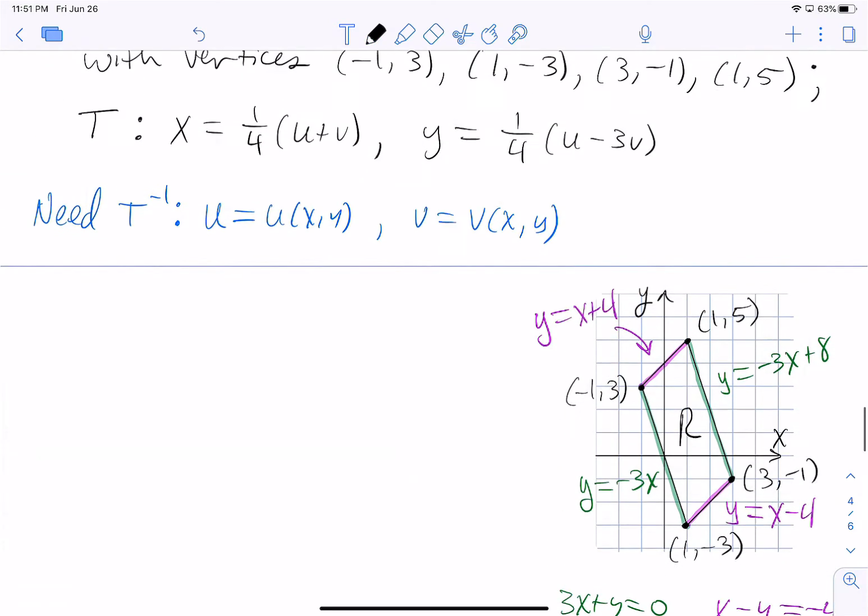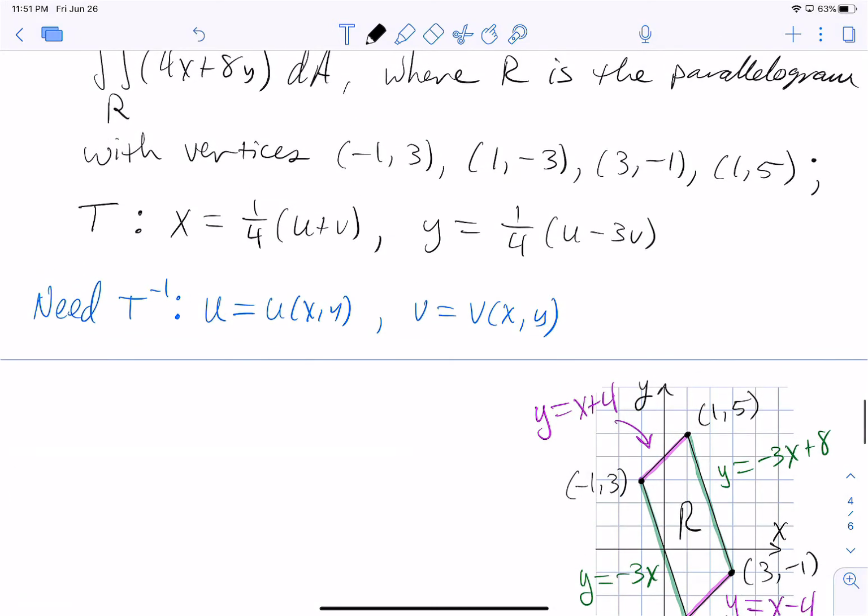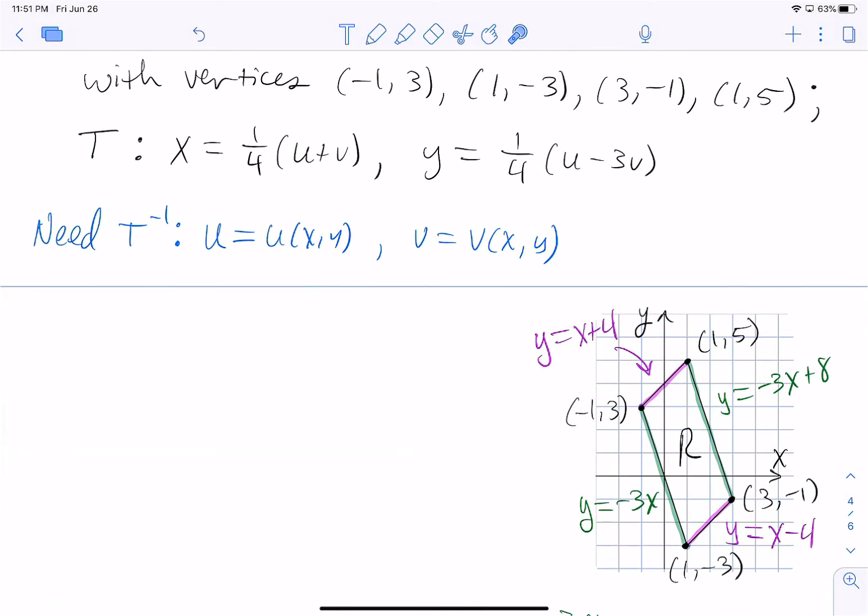Let's come back over here and the idea that we need the inverse transformation T inverse. We need to solve these equations for u and v in terms of x and y. So I'm first going to start with x equals 1/4 times the quantity of u plus v. I'll call that equation 1. And clearing the fraction, we get that 4x is equal to u plus v. The equation y equals 1/4 times the quantity of u minus 3v, I'll call that equation 2. And clearing that fraction gives us 4y is equal to u minus 3v.